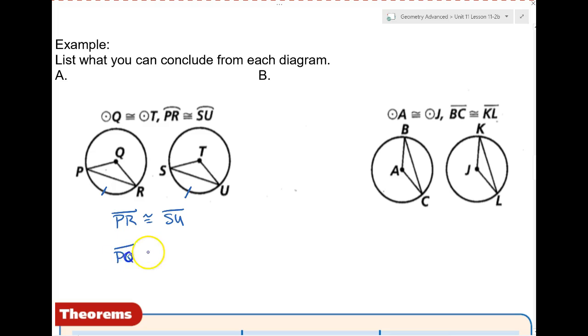Can I go segment PQ is congruent to segment QR, which is congruent to segment ST, which is congruent to segment TU? Because if the triangles are congruent, isn't this true, guys? It wouldn't be a true statement if that's not the case. All right. Now, what's another thing that I know? Keep talking to me. What else do I know?